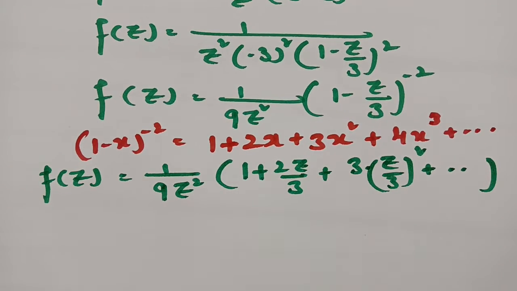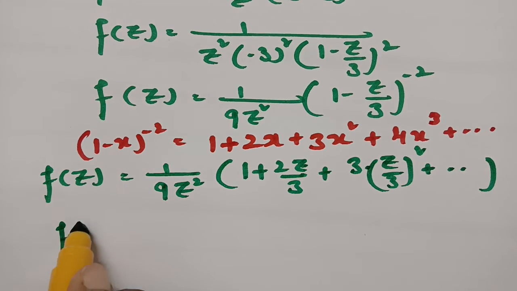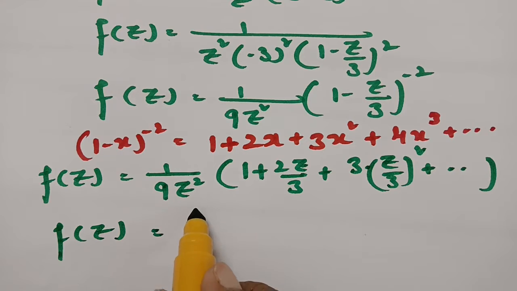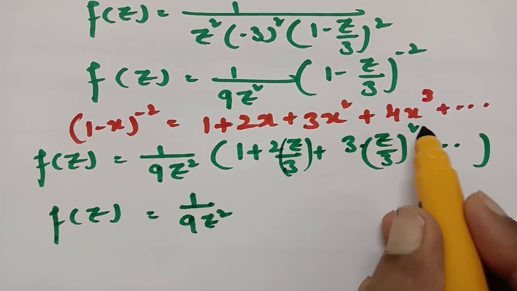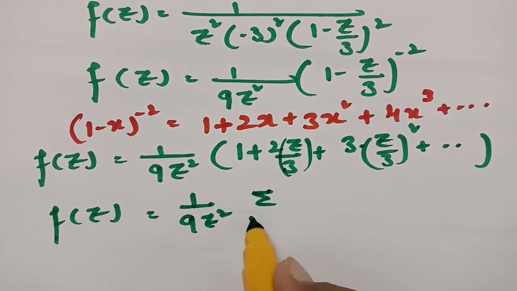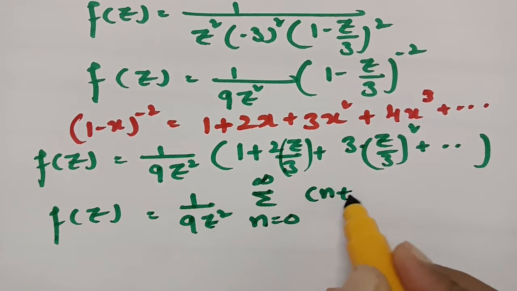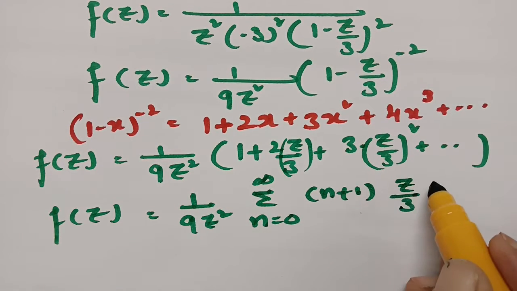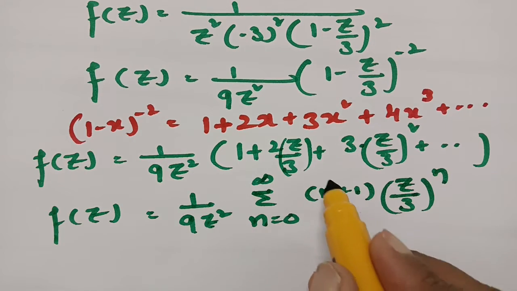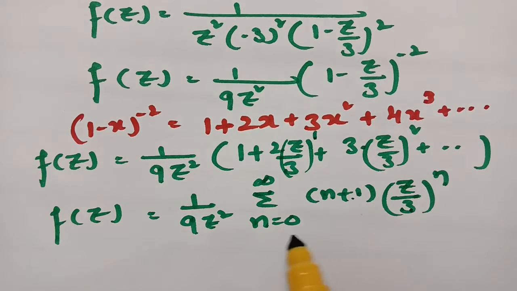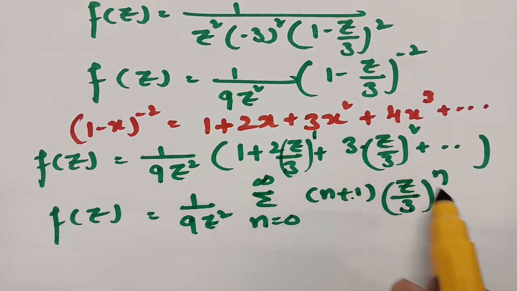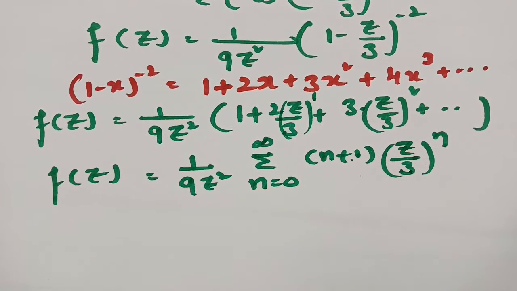So f of z is very clear as 1 by 9z square into 1 plus 2 times z by 3 plus 3 times z by 3 square plus and so on, which can be written as sigma n equal to 0 to infinity, n plus 1 times z by 3 power n. If you put n equal to 0, this is 1, anything to the power of 0 is 1. If n is equal to 1, this is 1 plus 1, 2, and z by 3 power 1. If n is equal to 2, this is 2 plus 1, 3, and z by 3 square. So this is the Laurent series expansion for the region mod z less than 1.